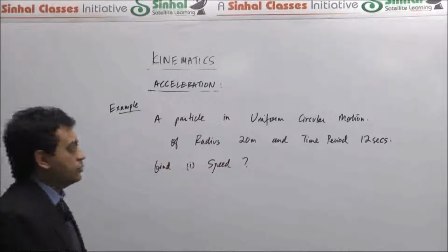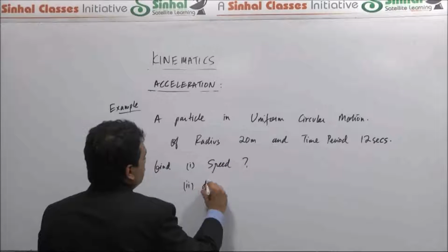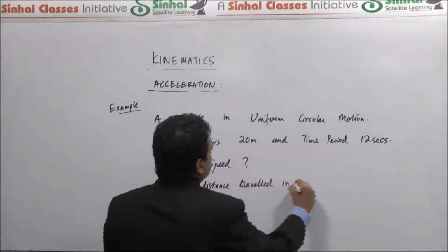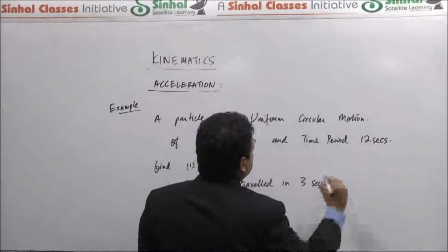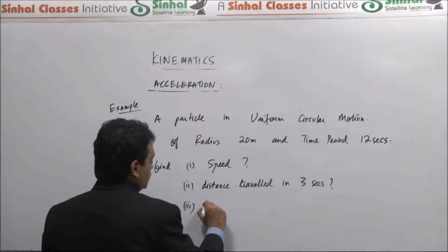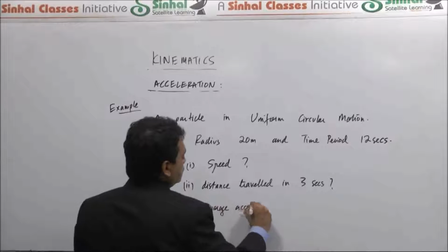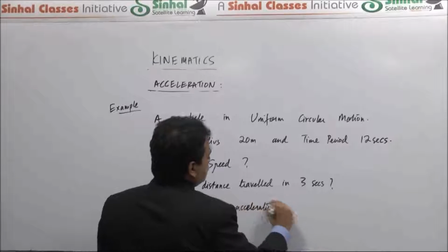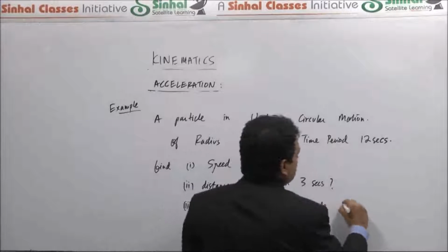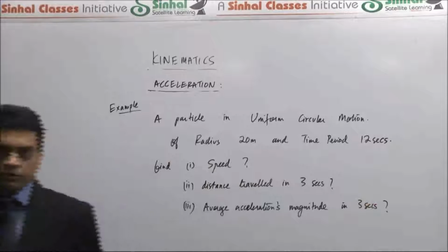Now, because it's uniform circular motion, we understand that the speed is uniform. Then we want to find out the distance traveled in, let's say, 3 seconds. And the average acceleration magnitude in 3 seconds. Okay. So let's take a moment to understand the question before we solve it.